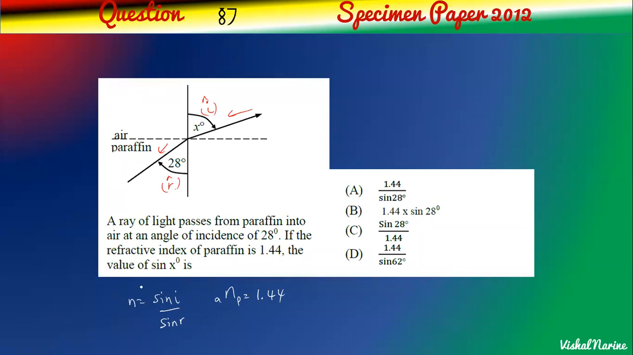So substituting into this equation here, you're going to end up that sine x over sine 28 degrees is equal to 1.44. So therefore sine x is equal to 1.44 times sine 28 degrees. So looking through the options here, this is basically B, 1.44 times sine 28 degrees.